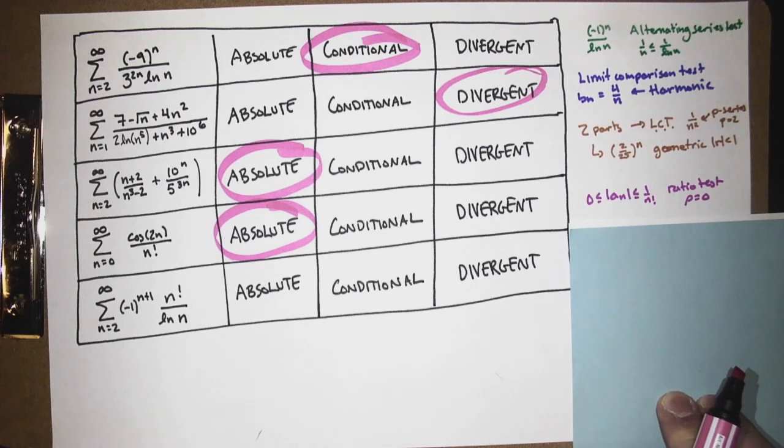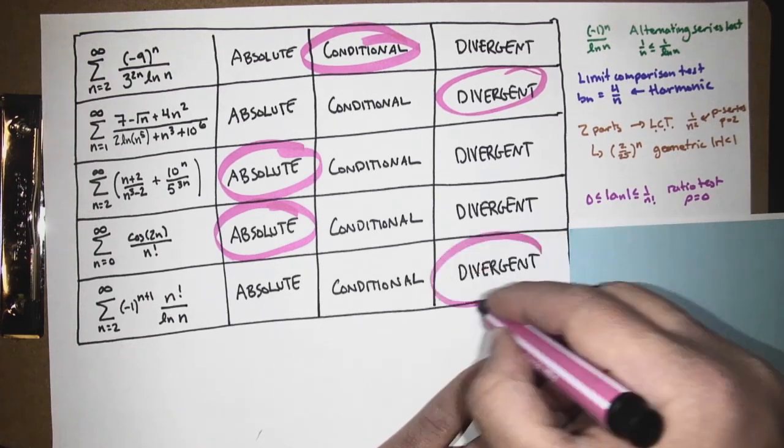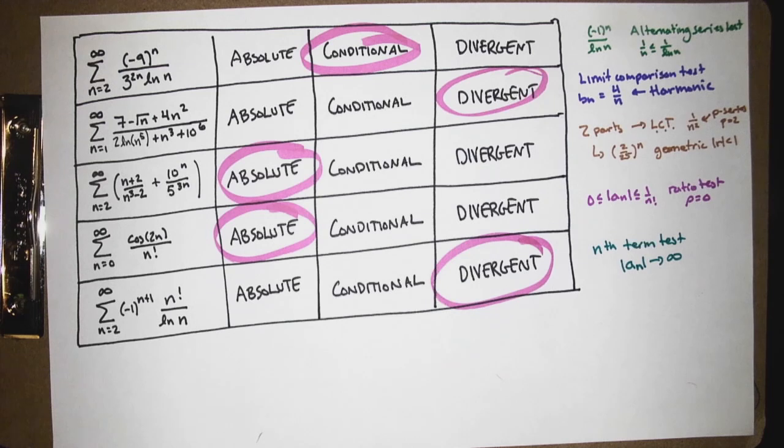Sum 2 to infinity, negative 1 to the n plus 1 over n factorial log n. Absolute, conditional, or divergent? Divergent. N factorial trounces log n. This blows up super fast. All right, so this was our practice. We continue next time on our road to Taylor series.